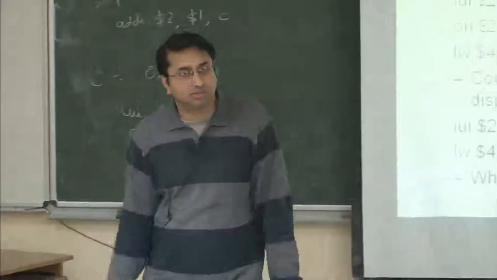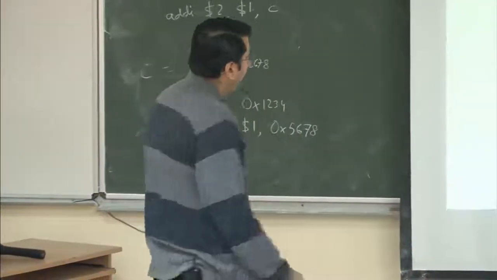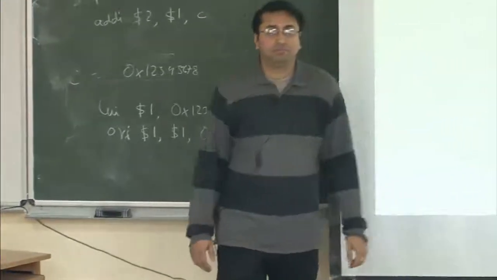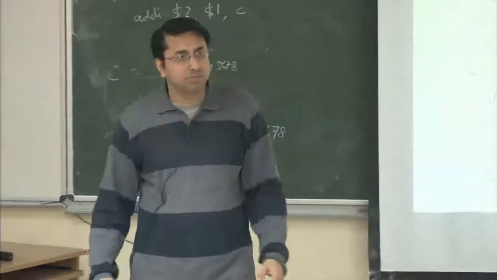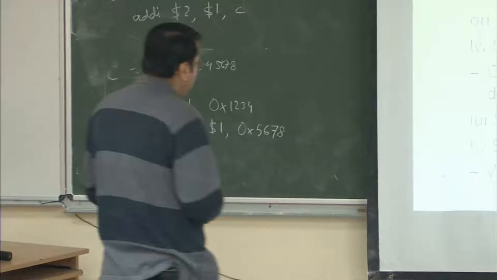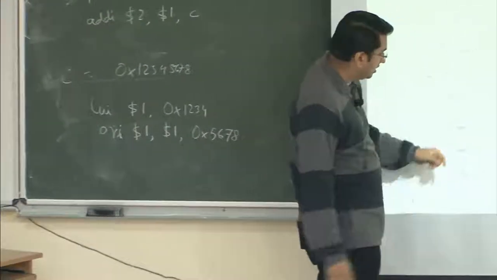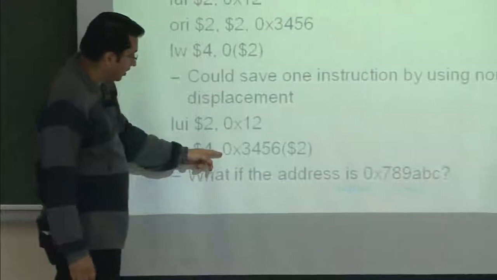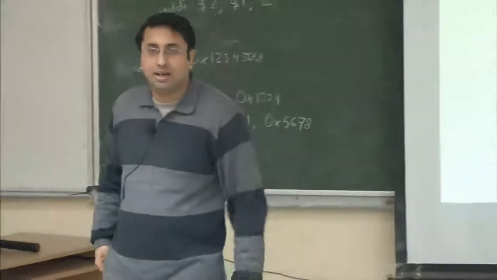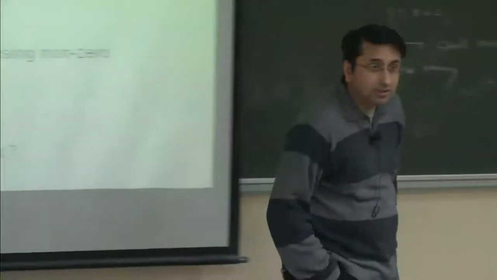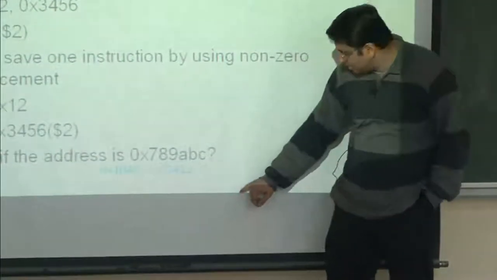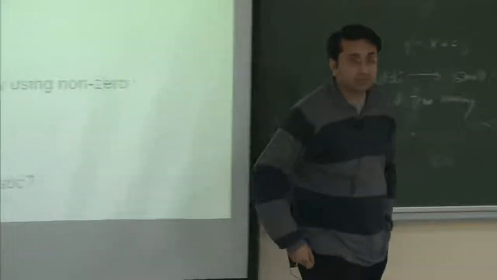What if the address is 0x789ABC? What is so special about that address? What the question is asking you is, can I use the same thing for this address? The answer must be no. Why is that? I cannot really say LUI $2 0x78 and LW $4 0x9ABC($2). I cannot do that. Why? Is there a limitation for maximum displacement? The displacement is 16 bits, maximum displacement, 9ABC, right? 16 bits.